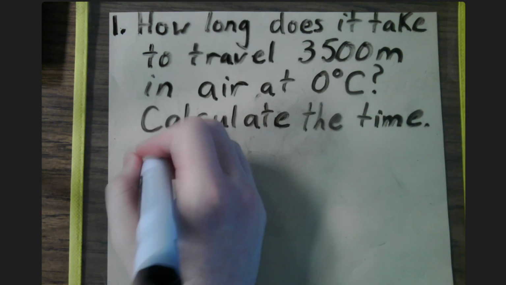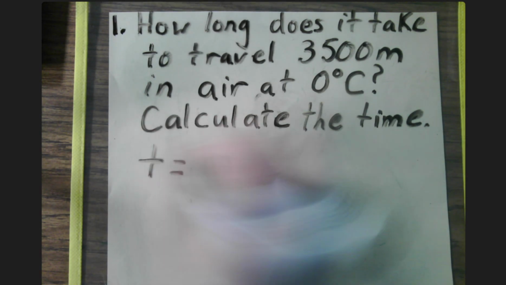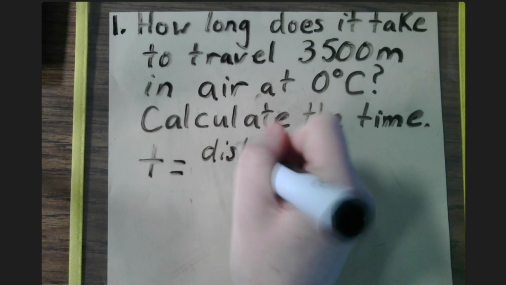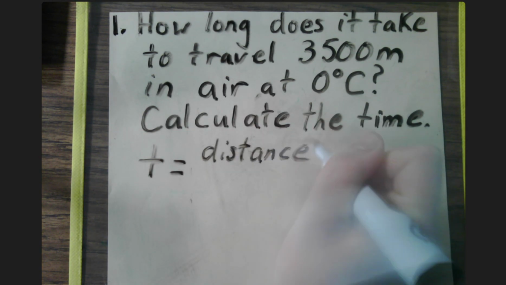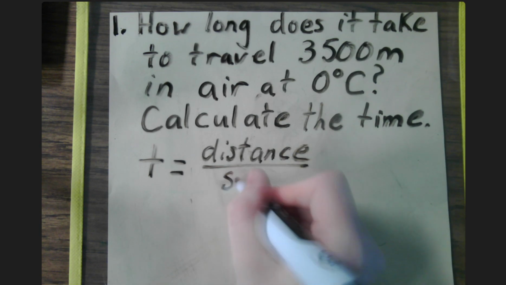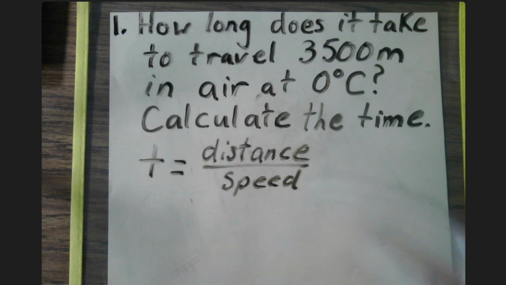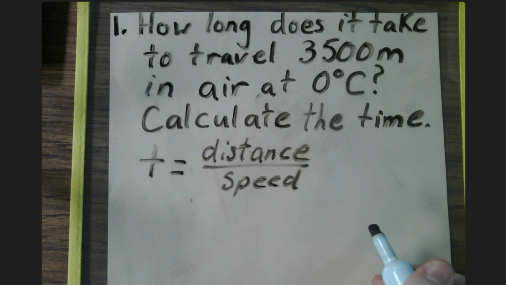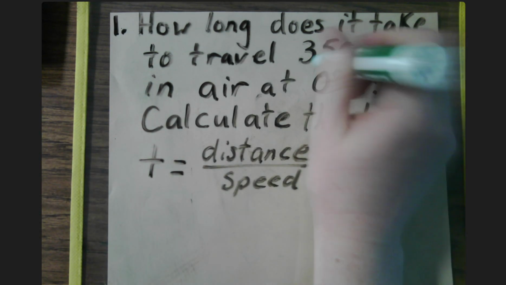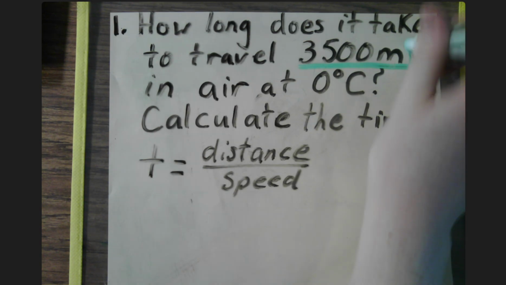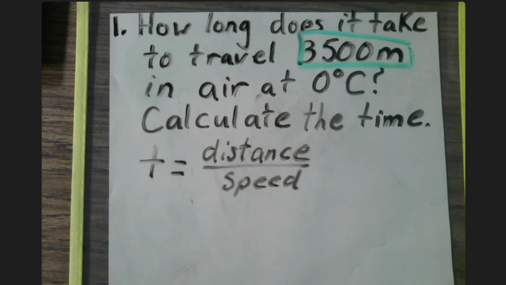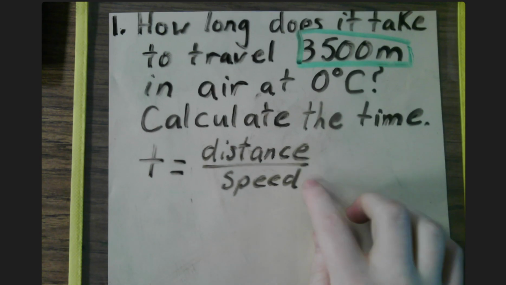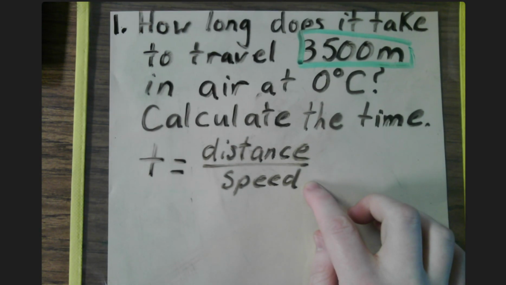Our formula is time equals distance divided by speed. So, for our distance, remember, distance is in meters. So in our formula, our distance is right here. This is our distance, 3,500 meters. Now, we gotta look for our speed. Our speed is in units of meters per second.